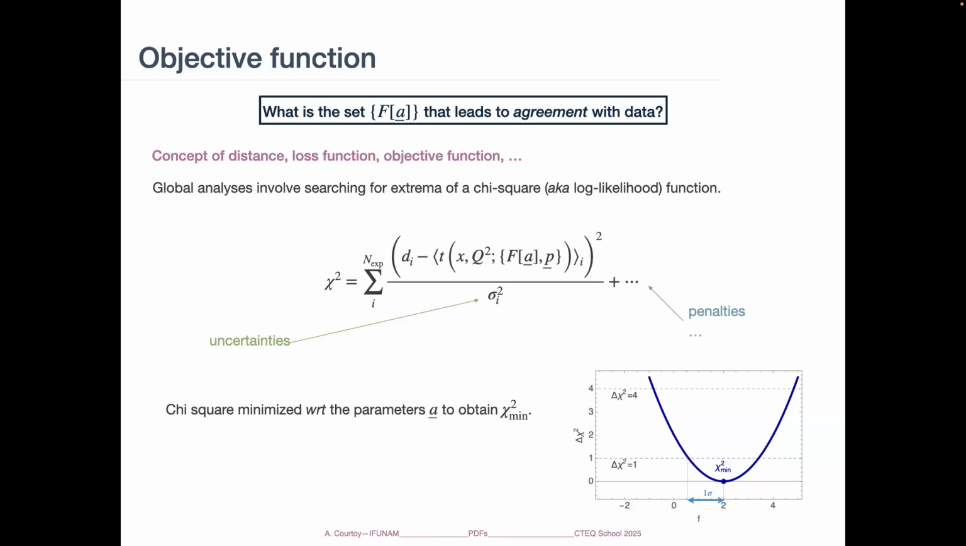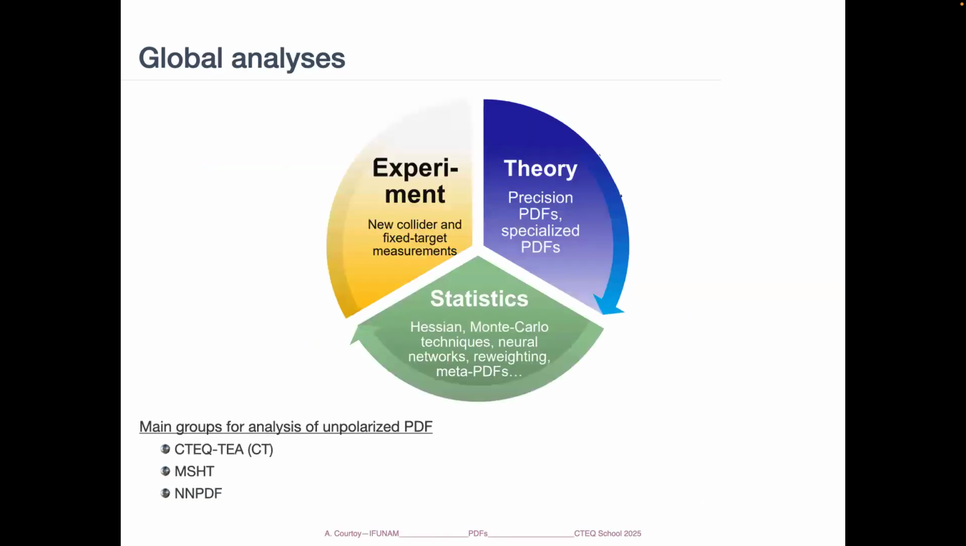And then, of course, it gets more complex because we're going to go to really high-dimensional spaces, okay? So to do that in real life, in global analysis, where we have more than 4,000 data points, in the case of the unpolarized PDF for the proton, it becomes a bit more complex, right? So you have experiment, theory, and statistics. So you really have to combine all three to get something that is robust and really solid.